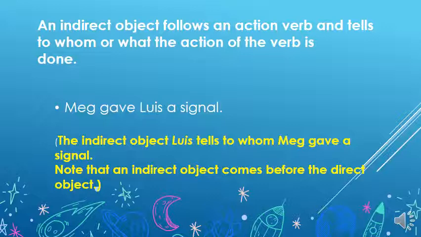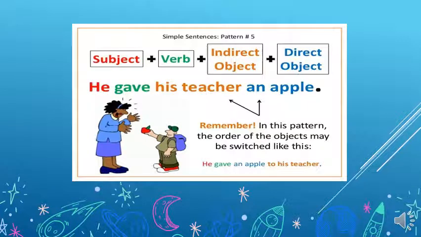Like this, in the sentence we have a subject, an action verb, an indirect object, and then the direct object. Unless there are two, this is something else. Okay, this is what I'm talking about: subject, verb, indirect object, and a direct object at the end. He gave his teacher an apple. So what did he give the teacher? An apple. So the apple is the direct object. To whom did he give the apple? His teacher. So his teacher is the indirect object.